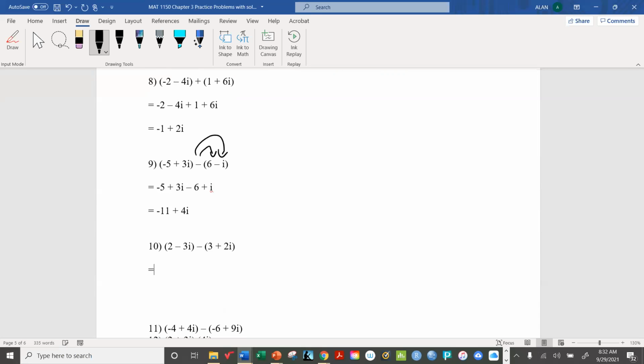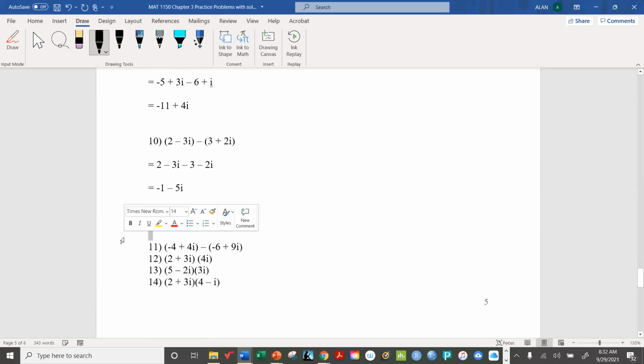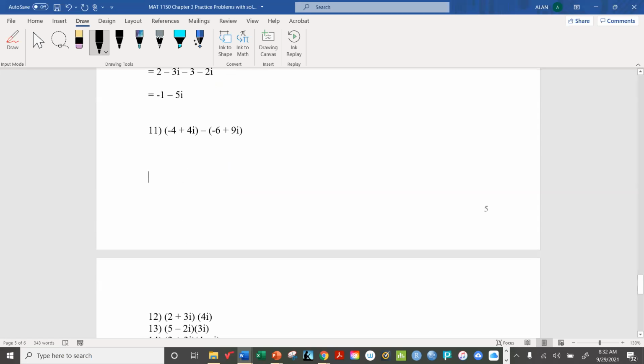All right, what about this one? Same thing, we're distributing that negative over these two terms, so be careful. So we end up with minus 1 minus 5i. Okay. Oh, but then the fun ends because then after this one, we've got all multiplications. So the easy ones are done. So here we have plus 6 minus 9i. Again, we have to be careful here. The constants add up to 2. We end up with 2 minus 5i.